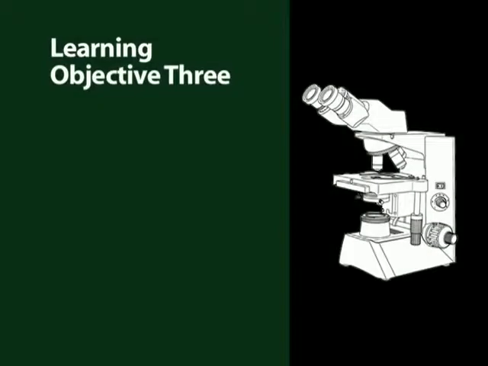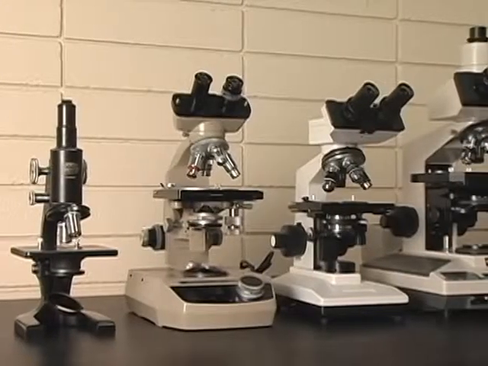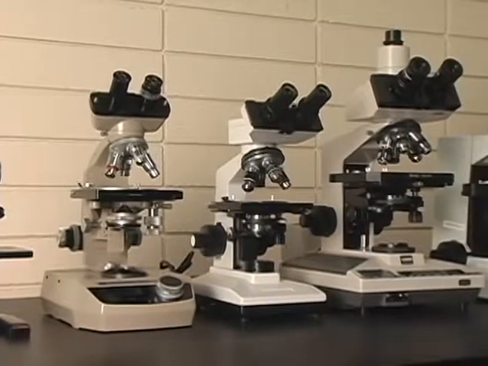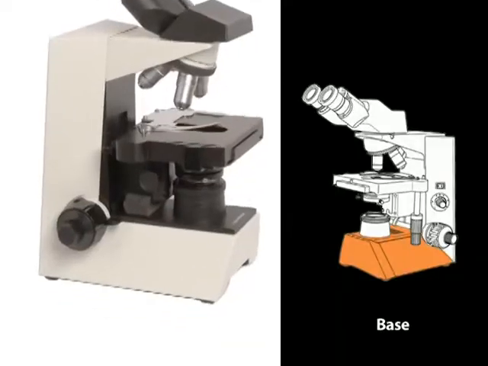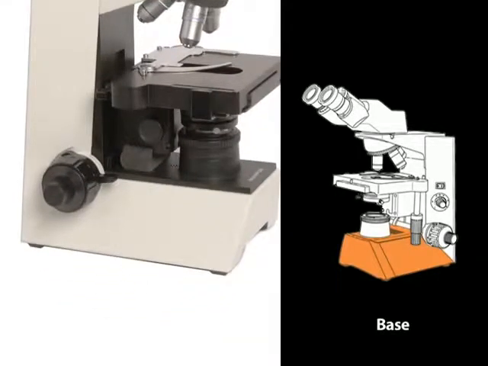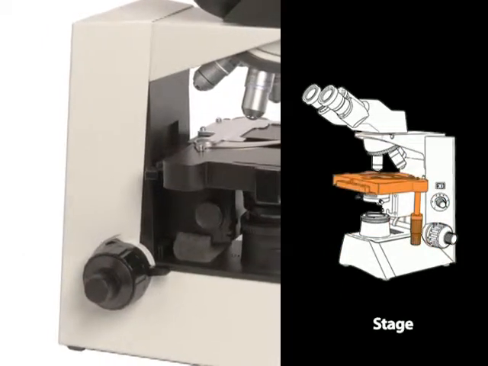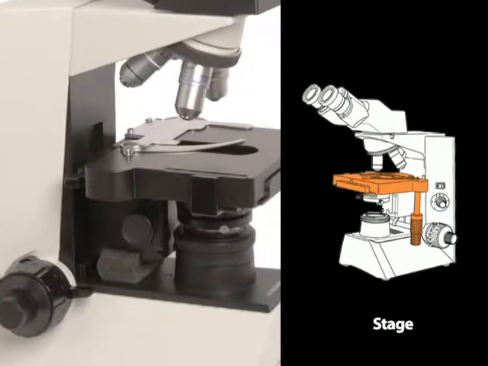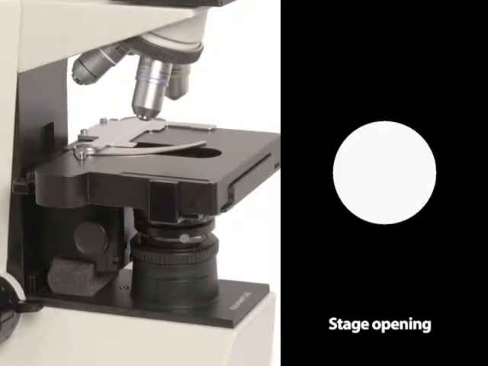The learning objective of this section is to identify and describe the functions of the basic parts of a compound microscope. Just as there are many kinds of stereo microscopes, there are many kinds of compound microscopes. However, each of them has a base that supports the microscope and an arm that connects the base to the rest of the microscope. Although the stage of a stereo microscope is usually completely solid, the stage of a compound microscope has an opening, a hole, for light to pass through.